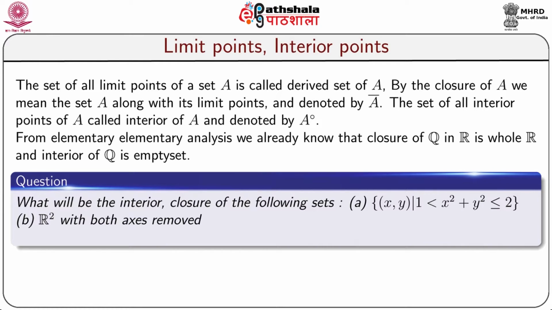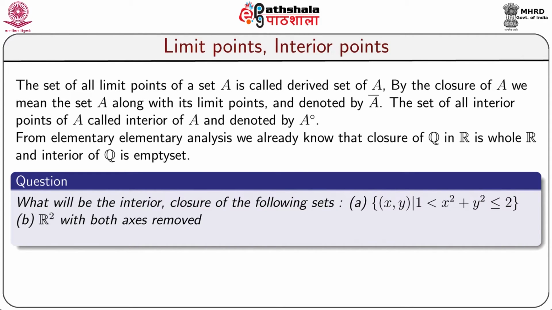What will be the interior and closure of the following sets? The first one is all (x, y) such that 1 < x squared plus y squared ≤ 2. That means it is an annular region. The outside boundary is included in this annular region, but the inside boundary is not. So, what will be the closure? In the closure, the inside boundary will be included, and to determine the interior, we just have to exclude the outside boundary.